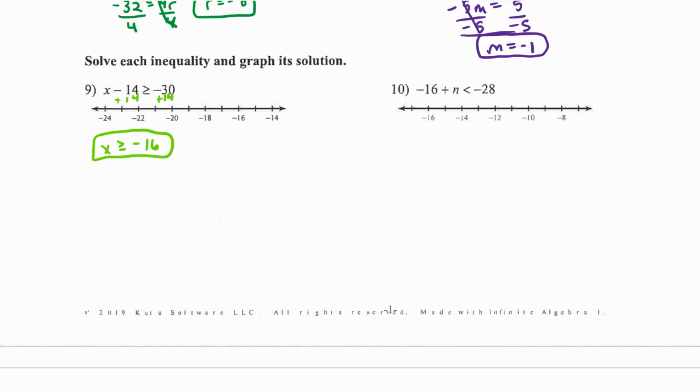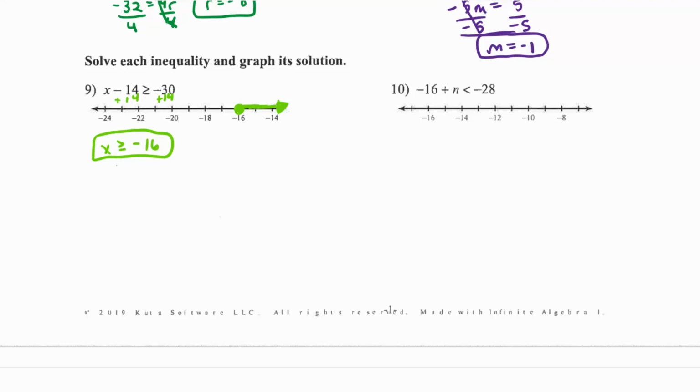So now when I go to graph it, I look at the inequality, I say it's greater than or equal to. Equal to means to put a filled in circle, and greater than means that I need to shade the numbers that are greater than -16, which are numbers like -15, -14, 0, which would be way over to the right of this number line. So I'm going to shade to the right and put an arrow to show that my solution goes on forever.